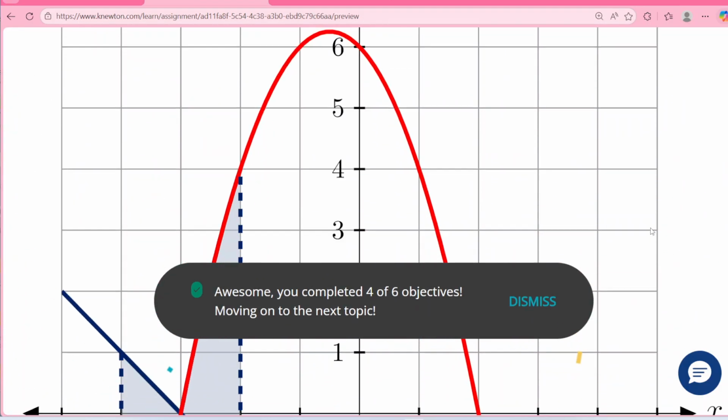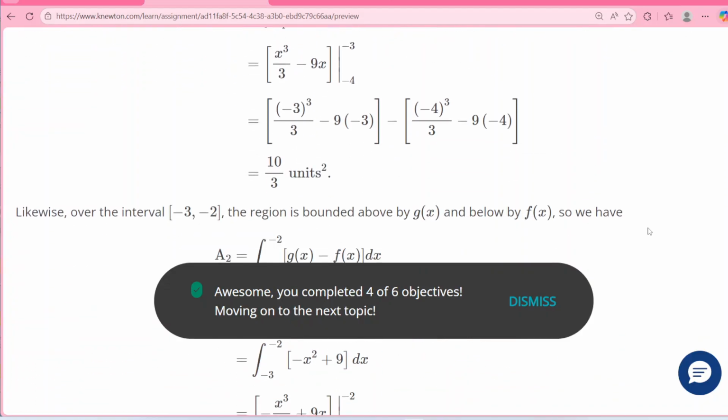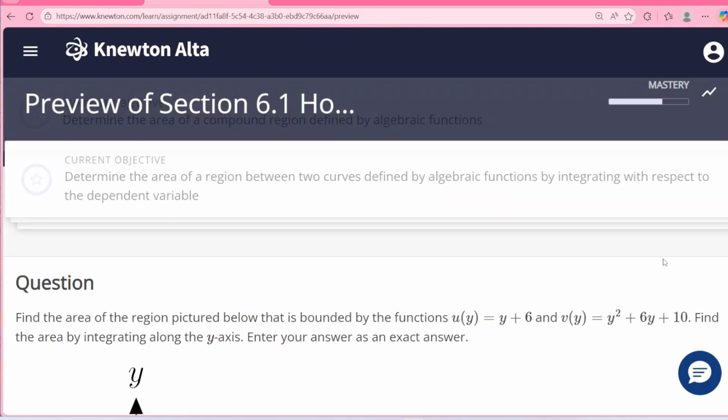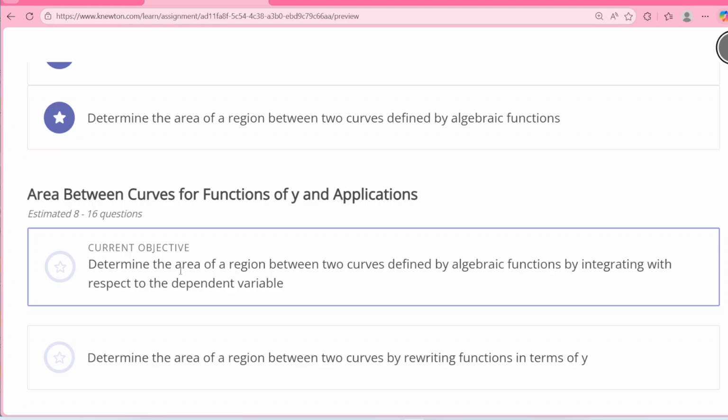Wonderful. All right, so again, that little bow tie region. All right, so now these last two, those two there were the area of compound regions, right, where I had to figure out where two curves met and then split it up there. So these last two, so far, every function, the y coordinate has been a function of the x coordinate. So in these last two, you got area between curves for functions of y.